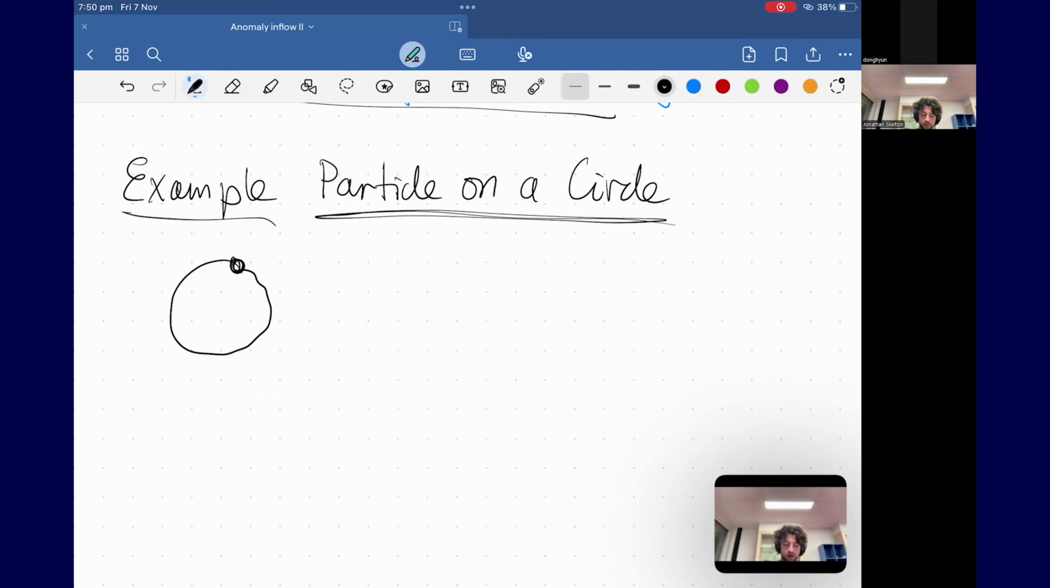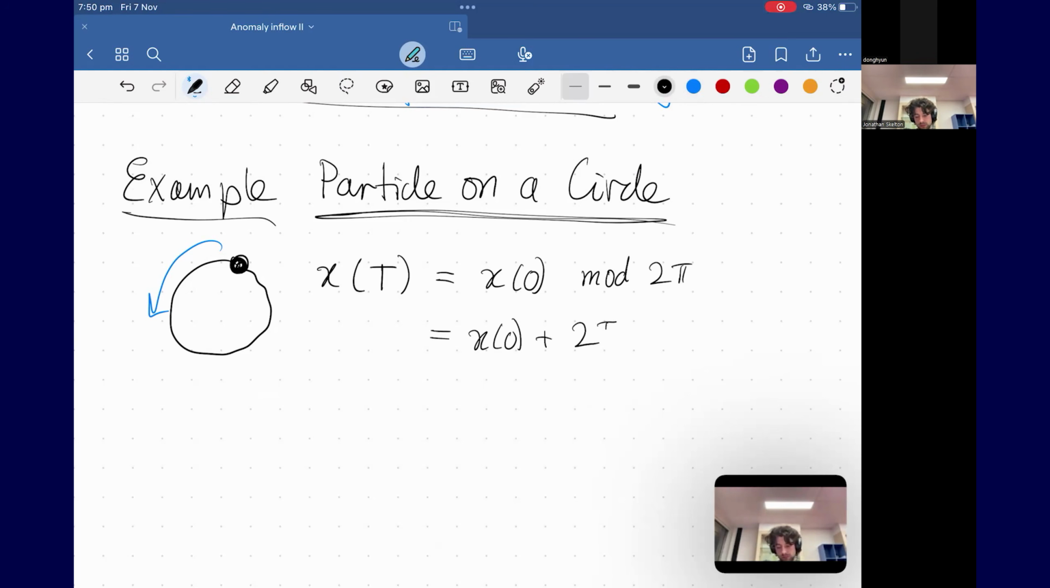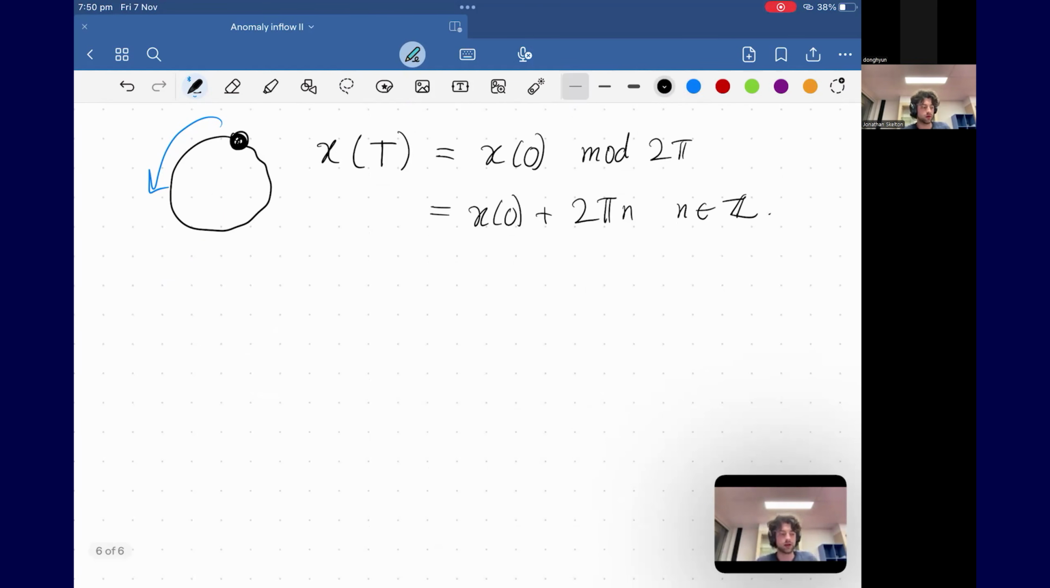So we have our circle and we have our charged bead, and the charged bead is going to move around the circle. In particular, it has some sort of periodicity: after some time T, it's going to be equal to the initial point. So this is the period mod 2 pi. In general, this will be x0 plus 2 pi n for n some integer, and this is going to classify the winding number of the theory.